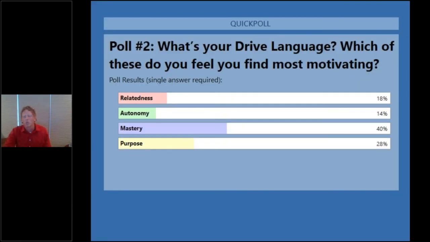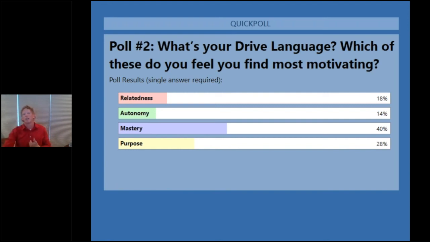And I'm curious, what sort of drive languages are we seeing from our participants out there in teacher land today? Sure. So it looks like mastery takes the cake at 40%. And then we have 28% for purpose, 18% for relatedness, and 14% for autonomy. Interesting. Mastery happens to be my primary drive language, but autonomy is my second one. So it just goes to show how people are different, how people are diverse, and how we need to be aware of that in our classroom.